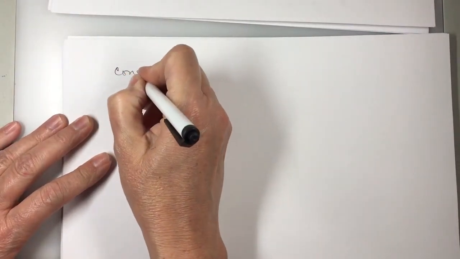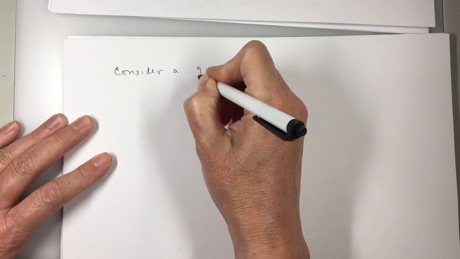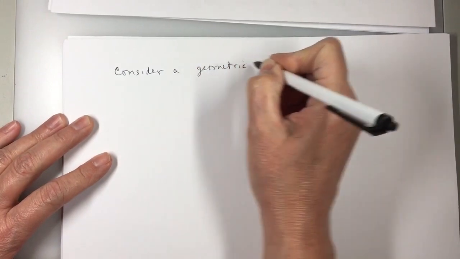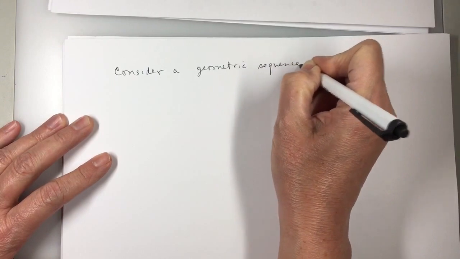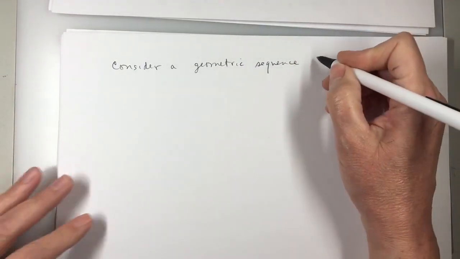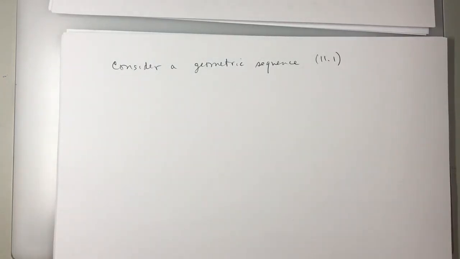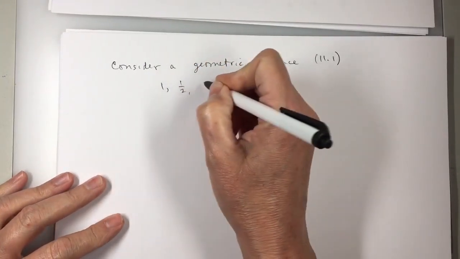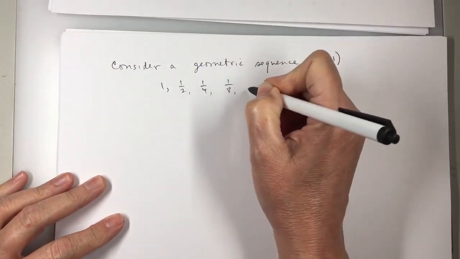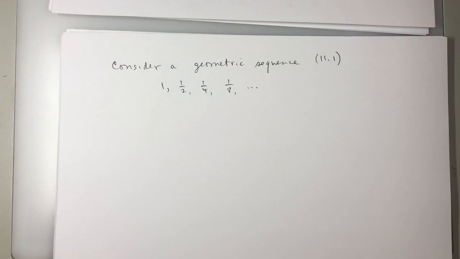So I'm going to say this. Consider a geometric sequence. Now, when I say geometric sequence, we're talking about section 11.1 in the book. And the one I just put up here: 1, 1/2, 1/4, 1/8. And how am I getting the next term? I'm multiplying the previous one by 1/2. Or, I guess you could say you're dividing by 2, but I'm multiplying by 1/2.